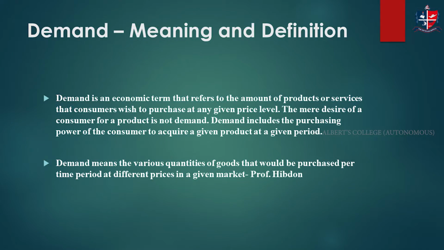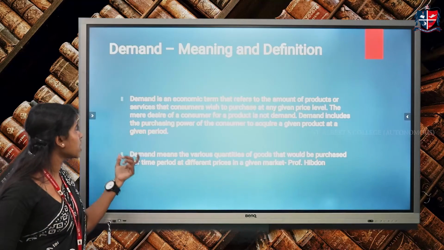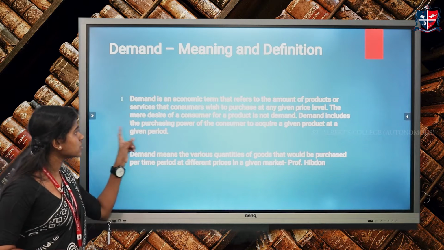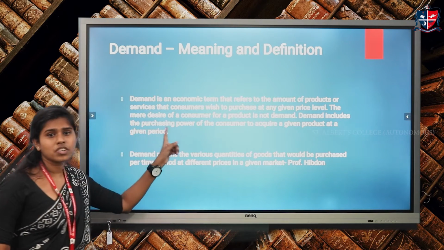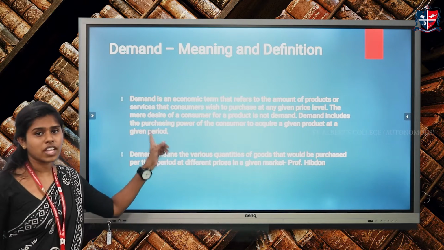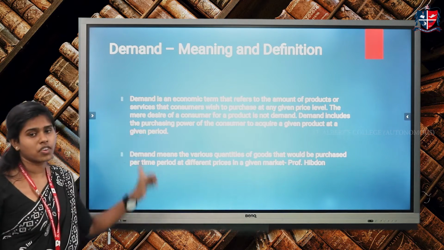So, the meaning of demand is an economic term that refers to the amount of products or services that a consumer wishes to purchase at a given price level. The mere desire of a consumer for a product is not demand. Demand includes the purchasing power of the consumer to acquire a given product at a given period. So it is really important that the consumer should have a desire and the purchasing power for a commodity. The purchasing power of the consumer is very important in determining the demand for a product.